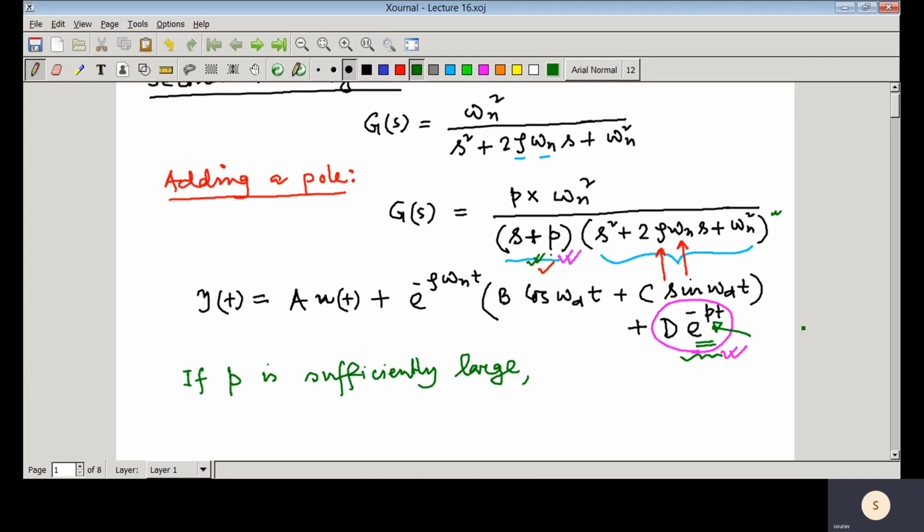So in that case we can say that the time response of the second order system remains as it is. As it is means there would be a little bit of difference, but we can neglect that difference. So if p is sufficiently large, the response can be characterized by zeta and omega n.